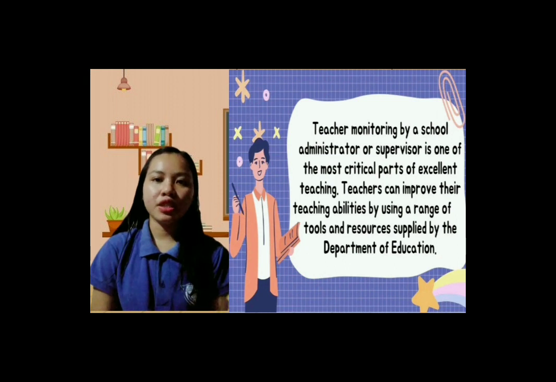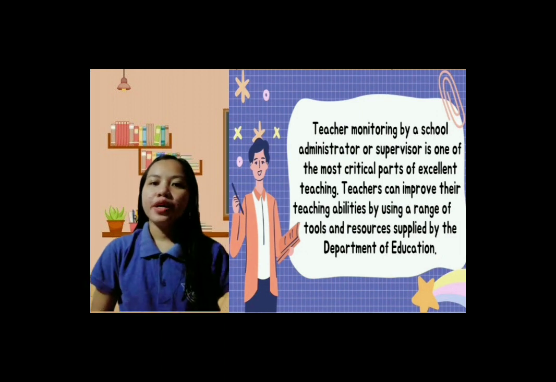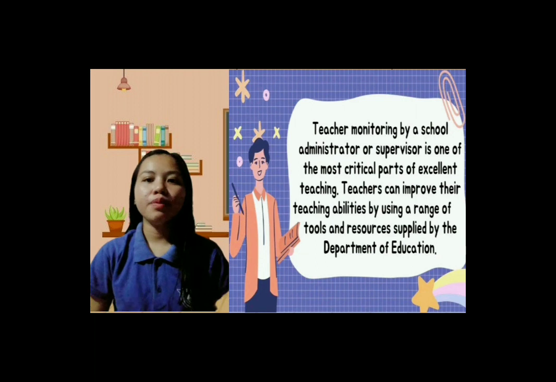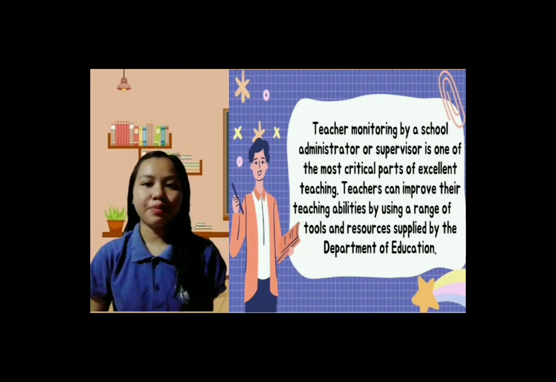Teachers can improve their teaching abilities by using a range of tools and resources supplied by the Department of Education. The function of supervisors as an evaluator of instruction is to establish within the bureaucratic inspectional type supervision. The work of supervisors is one who attempts to help within the enhancement of instruction is established in democratic practices.